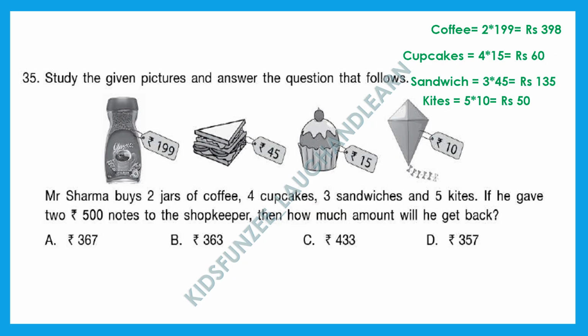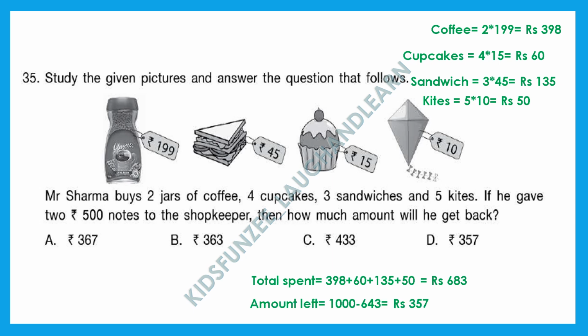Now let's see, if he gave 2 500 notes to the shopkeeper, that means in total he had 1000 rupees. 500 plus 500. Then how much money amount will he get back? So we'll do the addition of the total spend. 398 plus 60 plus 135 plus 50, which is equal to rupees 643, and then we will subtract it from 1000. That was the money which he had given to the shopkeeper. So 1000 minus 643 is equal to rupees 357. That is the amount which he will get back. The right answer is option D.